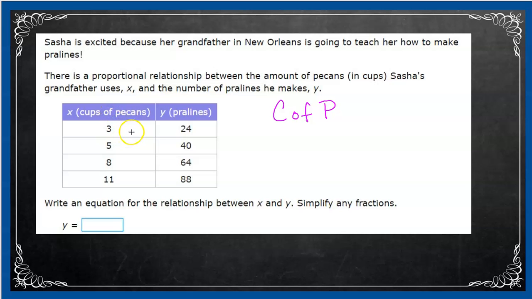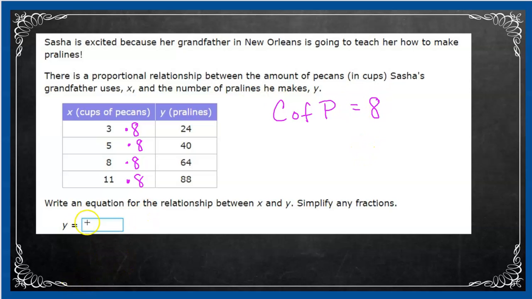Okay, so what I asked myself is, what do I do to 3 to get 24? In other words, what do I multiply times to get 24? Well, 3 times 8 is 24. Okay, let's see if the rest of these work. 5 times 8, yes, it is 40. 8 times 8 is 64. And 11 times 8 is 88. So my constant of proportionality is 8.